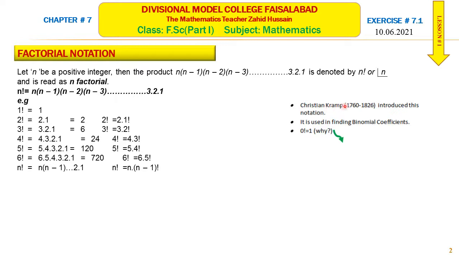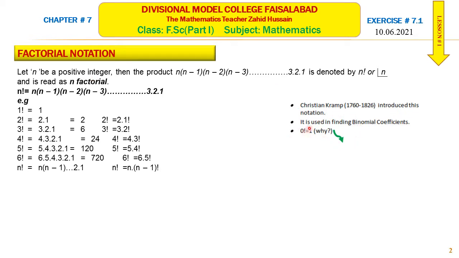Christian Kramp introduced this notation. This question may be asked to you in MCQs. Christian Kramp lived from 1760 to 1826. It is used in finding binomial coefficients. The 8th chapter is the chapter of binomial theorem, and in that chapter we calculate the coefficients of the binomial expression, and in that we use this factorial notation.